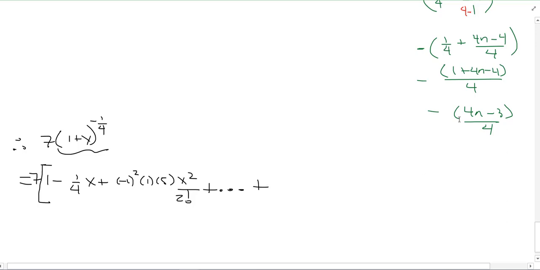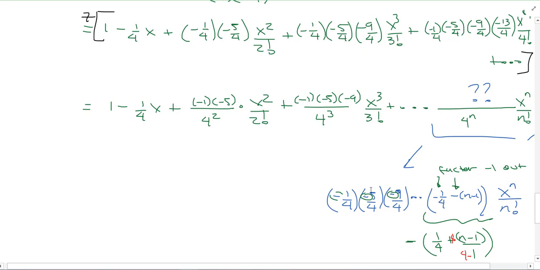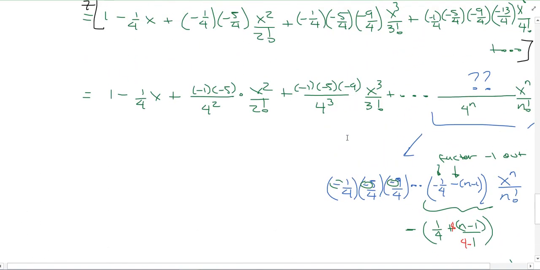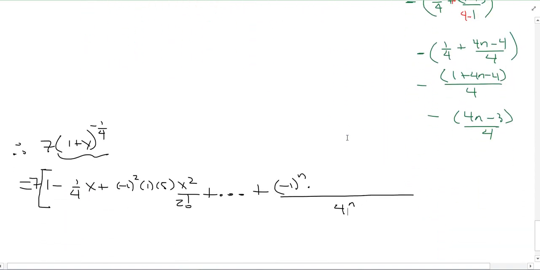Plus, and so now the nth term. So what is my nth term going to look like? If I take the negative from all of these, I'm going to have, let's see, when I have x squared, I have 1, 2 negatives. When I have cube, I have 1, 2, 3 negatives in 4 to the third, right? And so that means that this is going to be minus 1 to the n times, and on the bottom, we're going to have our 4 to the n. Forgot my 4 squared here.